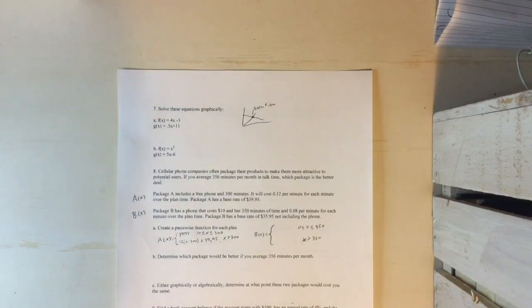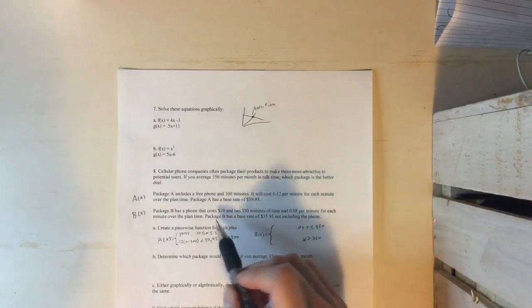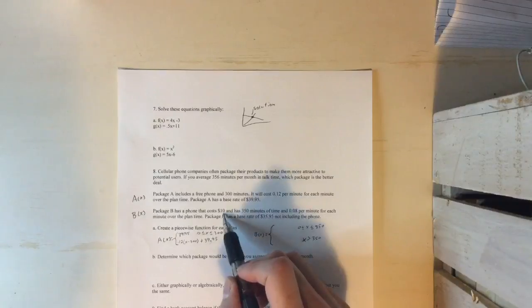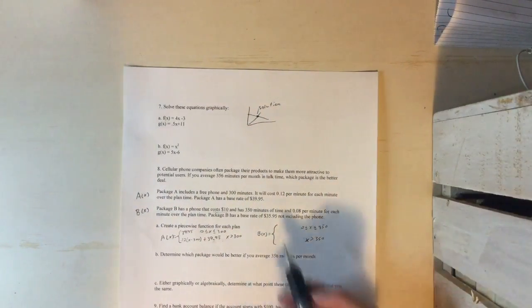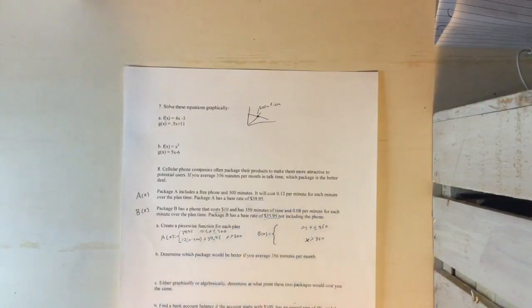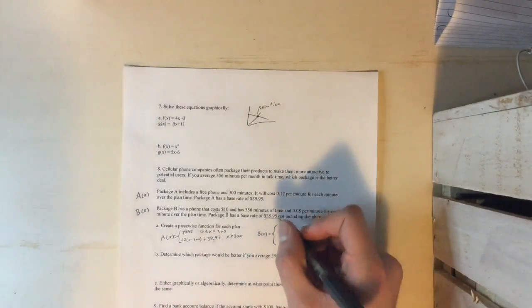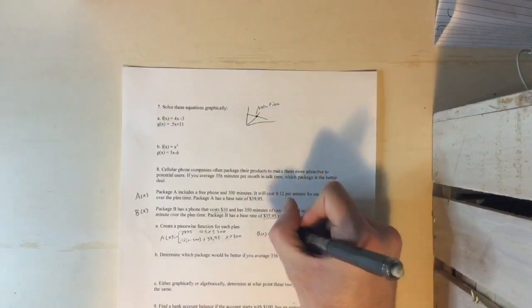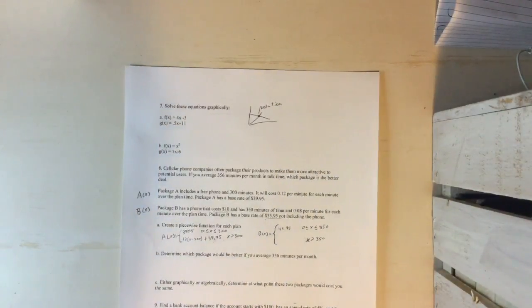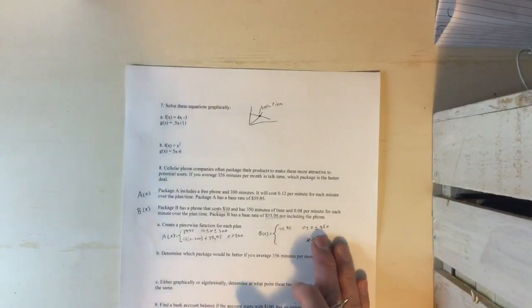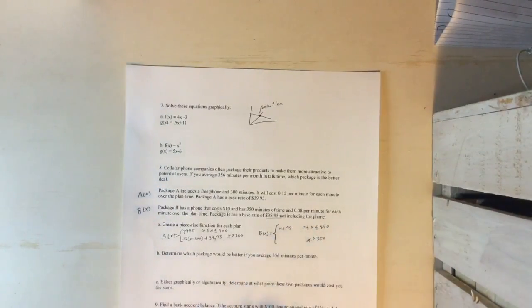Then we just have to come up with our equation. This one has a phone that costs $10, and for our sake, we're going to assume that we're buying the phone. And it also has a base rate of $35.95, so we're actually going to have to add those two together. It's going to end up being $45.95. If we're not spending over the 350 minutes, we're going to be paying a base of $45.95 because we had to add in the $10 for the phone.